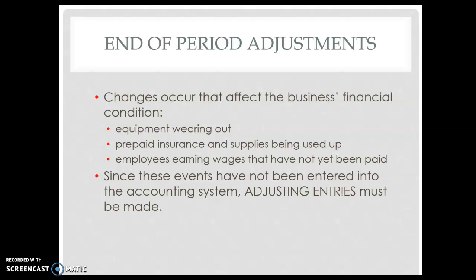But as equipment wears out, it's not like we're rushing every minute to do an adjusting entry. So we wait till the end of the period, and that may be once a year if the company just does adjusting entries once a year and their financial statements once a year. Or typically these end of period adjustments are done at the end of each month.